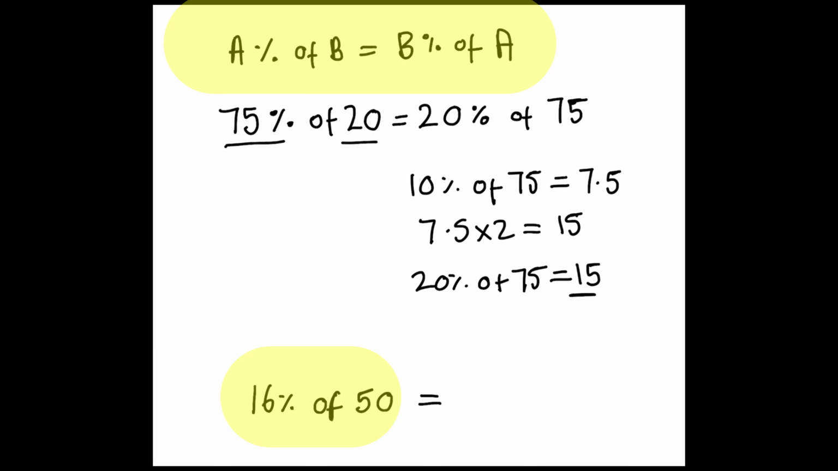Now we're going to look again at another percentage question which would be benefited by the law of commutativity. 16% of 50 is saying the same as 50% of 16. We know when we're trying to work out 50% of something, we just need to divide it by 2 because we're asking what half is equal to. 16 divided by 2 is equal to 8. So therefore 50% of 16 is equal to 8, and equally 16% of 50 is equal to 8.